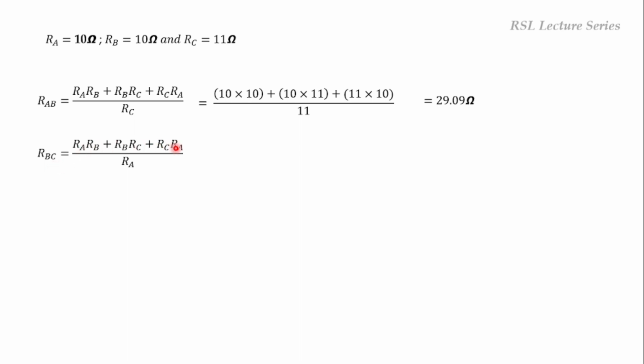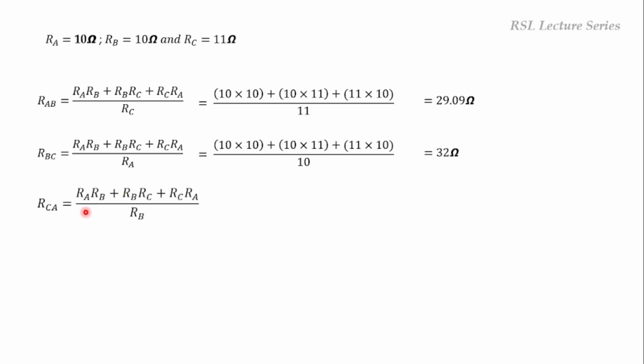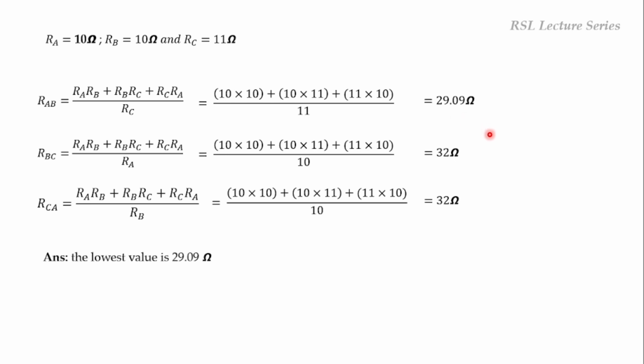Similarly, we have to find RBC. The numerator will remain the same, divided by RA. On substituting the values, we get 32 ohms. Similarly, RCA is equal to RA RB plus RB RC plus RC RA divided by RB. On substituting all the values and simplifying, we again get 32 ohms. So these are the three resistances of the delta network. 29.09 ohms is the smallest value, so this is the answer.